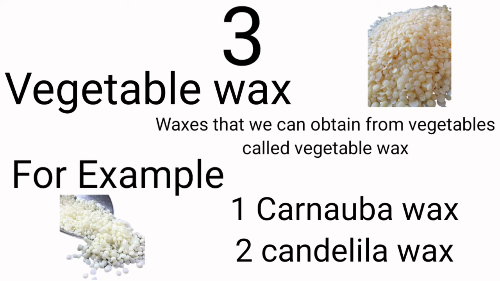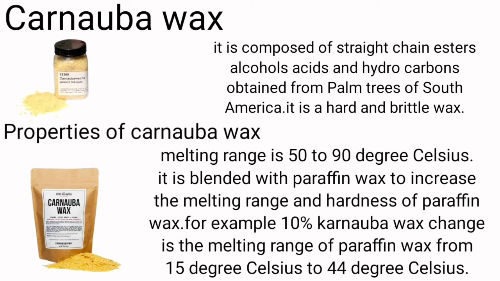Number 3. Vegetable wax. Waxes that we can obtain from vegetables are called vegetable wax. For example, number 1 carnauba wax and number 2 candelilla wax. Carnauba wax. It is composed of straight chain esters, alcohols, acids and hydrocarbons obtained from palm trees of South America. It is a hard and brittle wax.